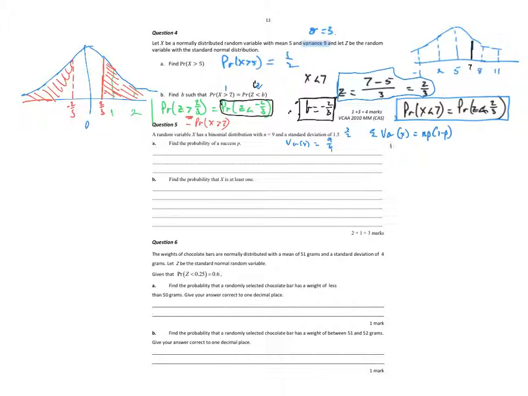So I know the variance of X will equal 9 on 4. I feel like I've done this one before. So my 9s will cancel. So I'm going to get p times (1 minus p) is equal to a quarter.